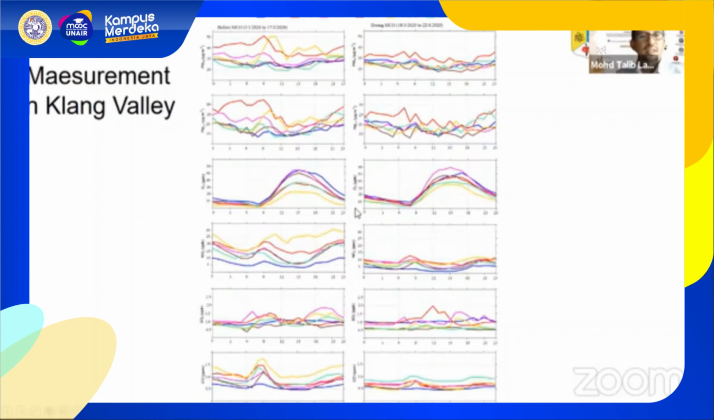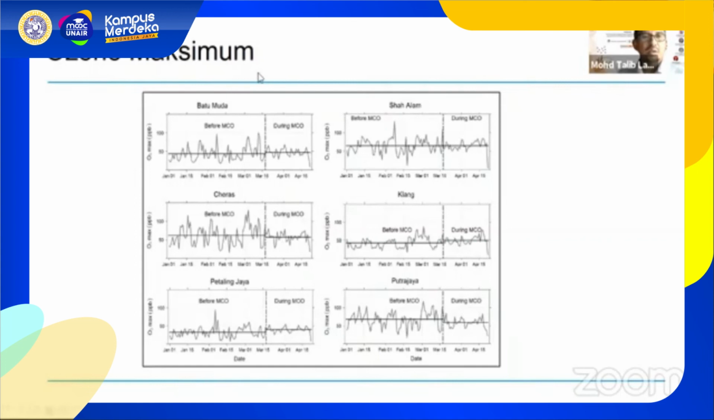So this one is also an indication, based on daily data, that it shows reductions. The one here is ozone, which shows a little bit of increase after that. This one is the diurnal pattern before MCO, and this one during MCO. So you can see the difference, except for ozone, which increased. This one is NO2, so you can see the huge difference. And also this is ozone maximum.